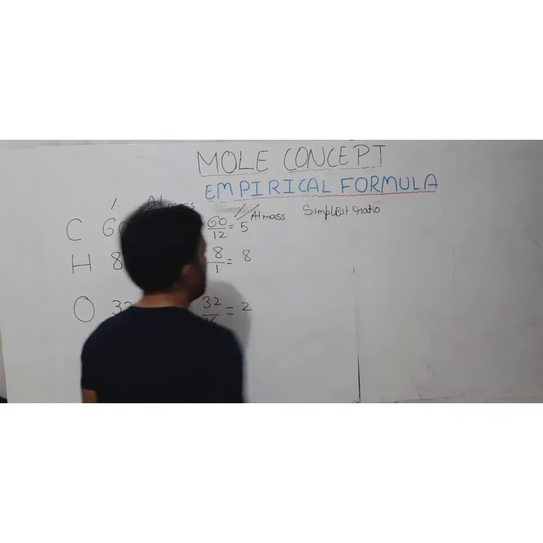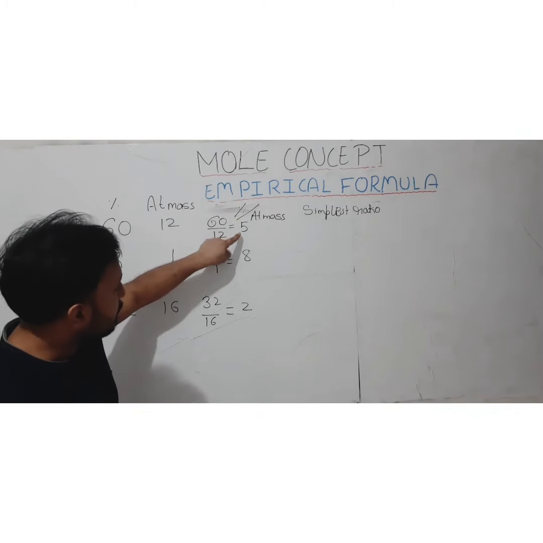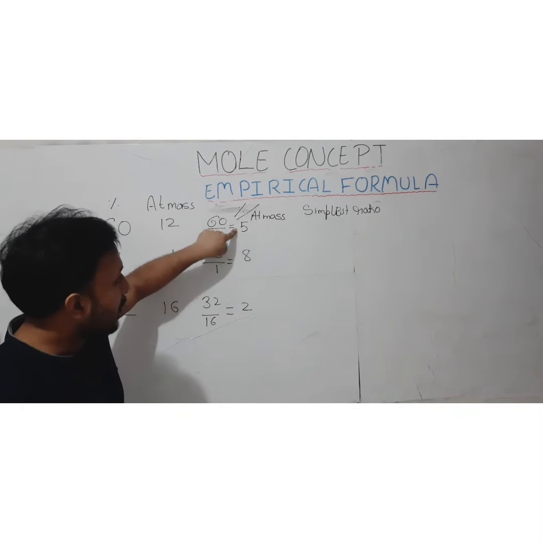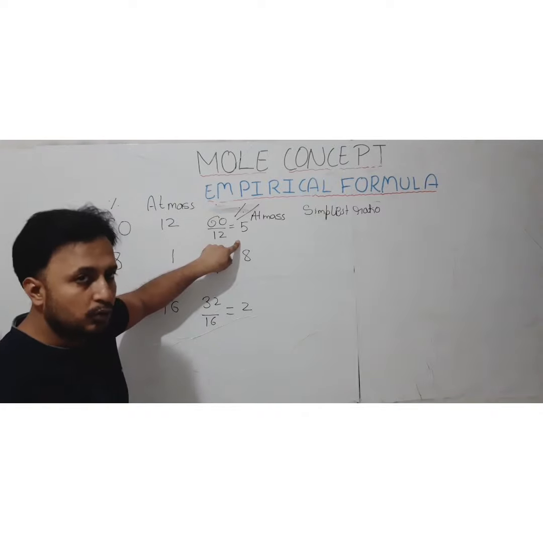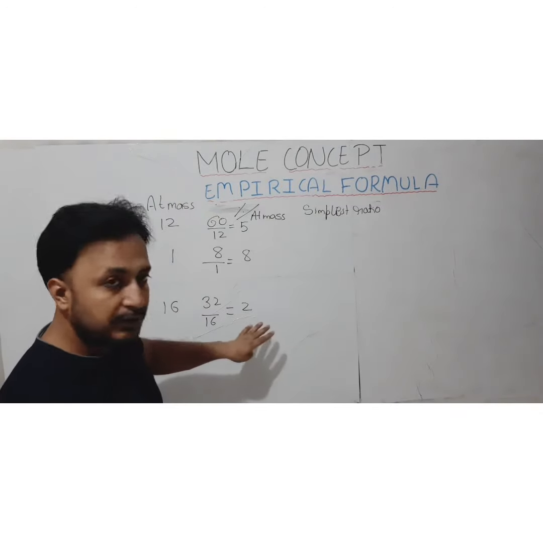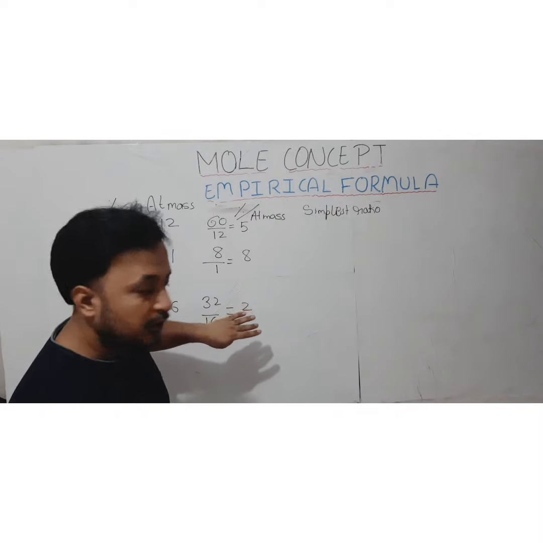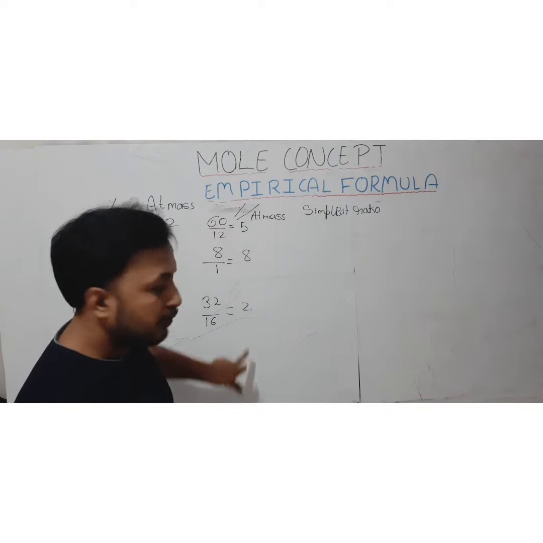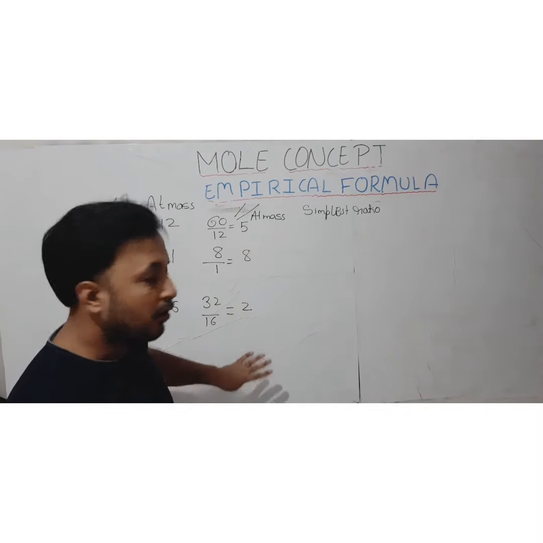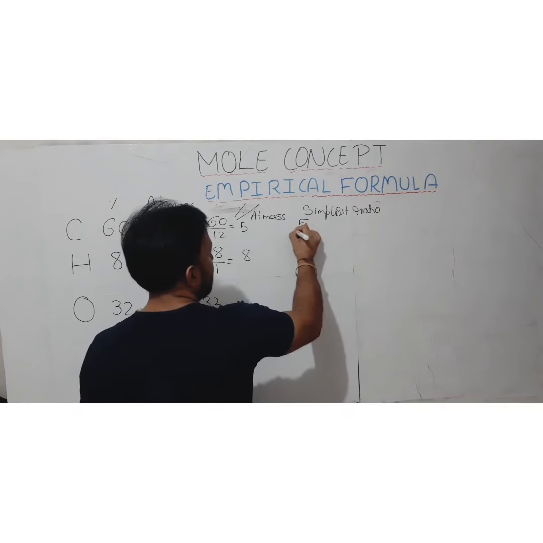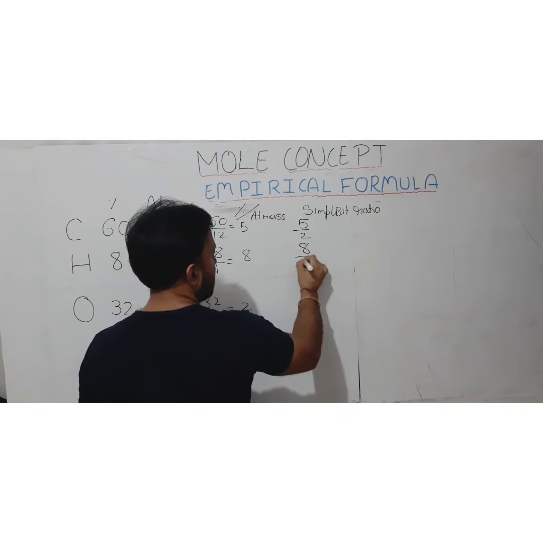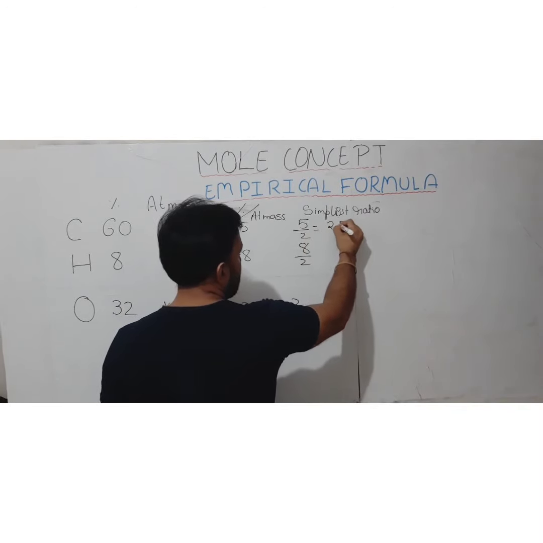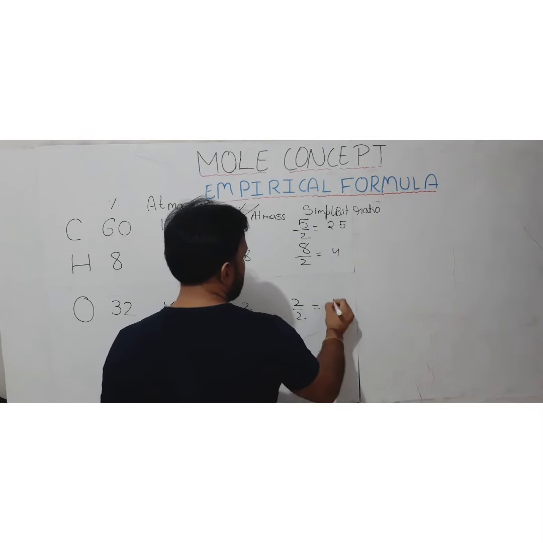So how to find the simplest ratio? Whatever values are coming after taking the ratio of percentage to the atomic mass, that is 5, 8 and 2, you have to use the lowest value out of the 3, or 2, whatever the number of elements are there. In this case there are 3 elements. So out of these 3 values, I have to choose the smallest one, which is 2 here. Then I am going to use this value to divide all. So I will be dividing 5 by 2, 8 by 2 and 2 by 2. So it will be coming 2.5, 4 and 1.